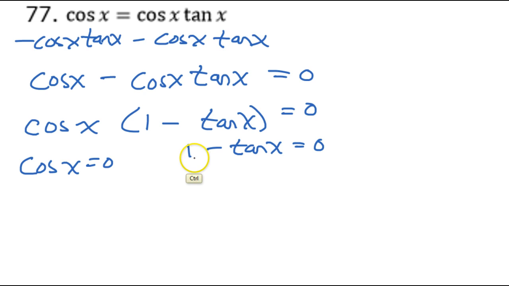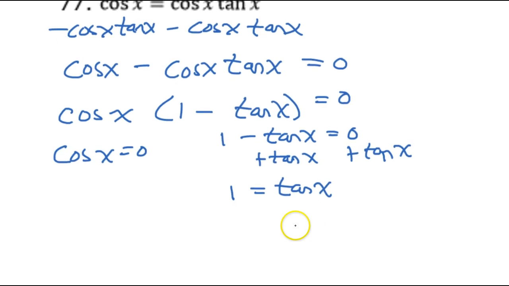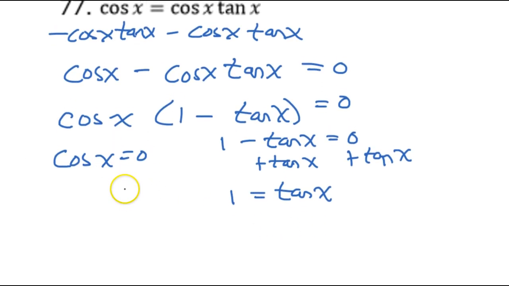Now, if I add tangent x to both sides, all right, that's going to give me 1 is equal to tangent x. All right, so these are the two expressions that I need to go ahead and solve.